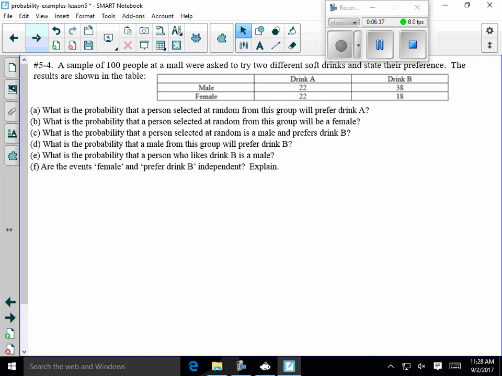What's the probability that a person that's selected at random is male and prefers drink B? What's the probability that a male from the group will prefer drink A? What's the probability that a person who likes drink B is a male? And then are the events female and drink B, preferring drink B, independent? Explain. Okay, so pause the video and give this one a try.